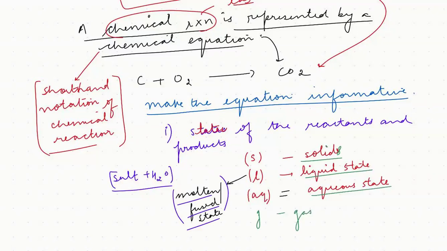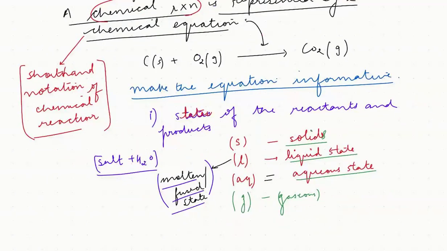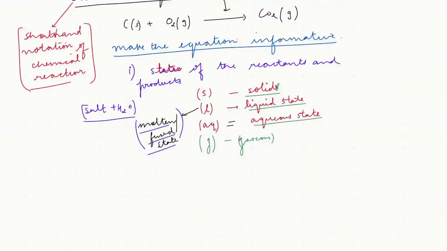So you have to mention the states. Let's suppose if I talk about the above equation, I would rewrite this equation like this: carbon solid plus oxygen gaseous gives carbon dioxide gas. Right? Okay, so this is one part. So how am I making the equation informative? By putting down the states.